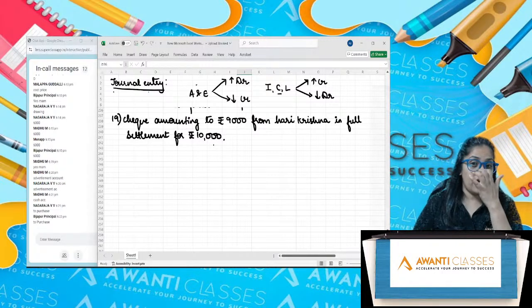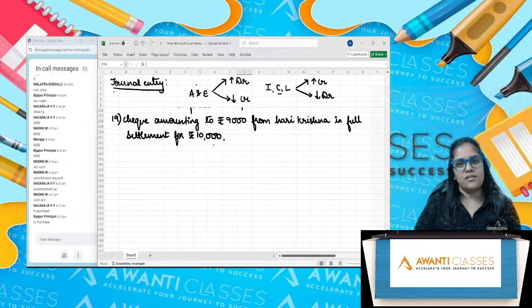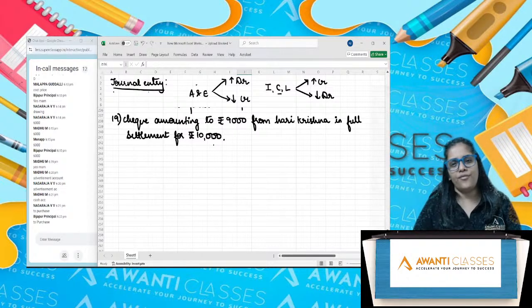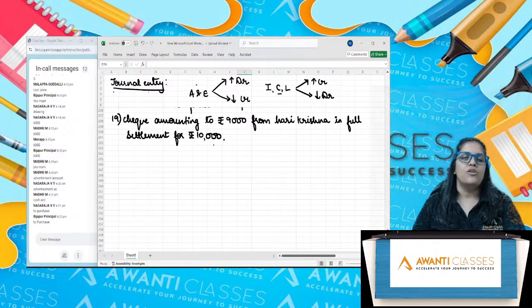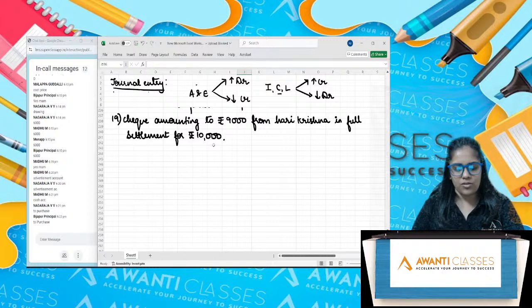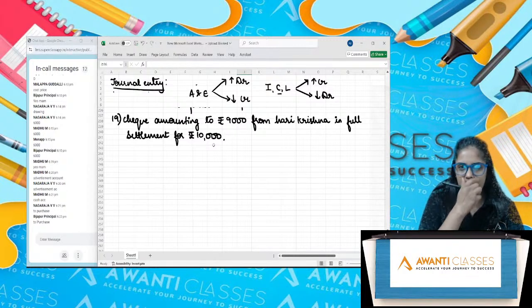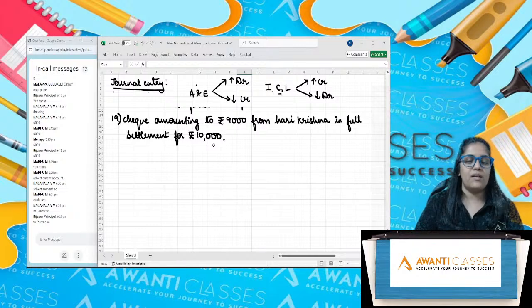Okay. Check amounting to rupees 9,000 received from Hari Krishna in full settlement of 10,000. So, Hari Krishna had to pay us 10,000, but how much is he paying? Only 9,000. Okay. So this 1,000, what will it be? Will it be bad debts or will it be discount?